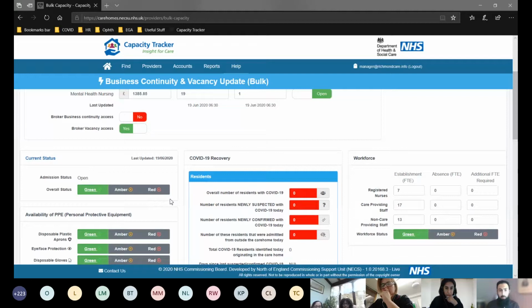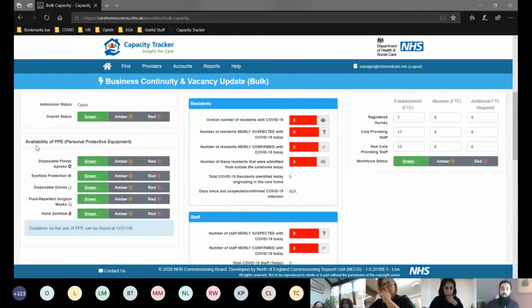Just below that, we've got PPE. So in terms of the PPE, that's split into aprons, eye protection, eye and face protection, disposable gloves, fluid repellent / surgical mask, and hand sanitizer. And again, this is ranked as green, amber, or red. And this is a bit, again, self-explanatory with the pop-ups. So green, you don't have any issues. You've got enough supply of that particular aspect of PPE.